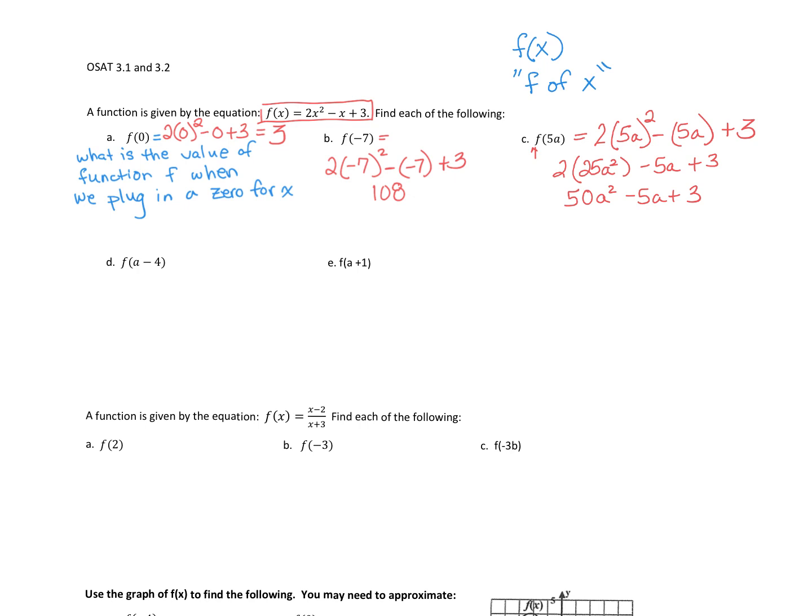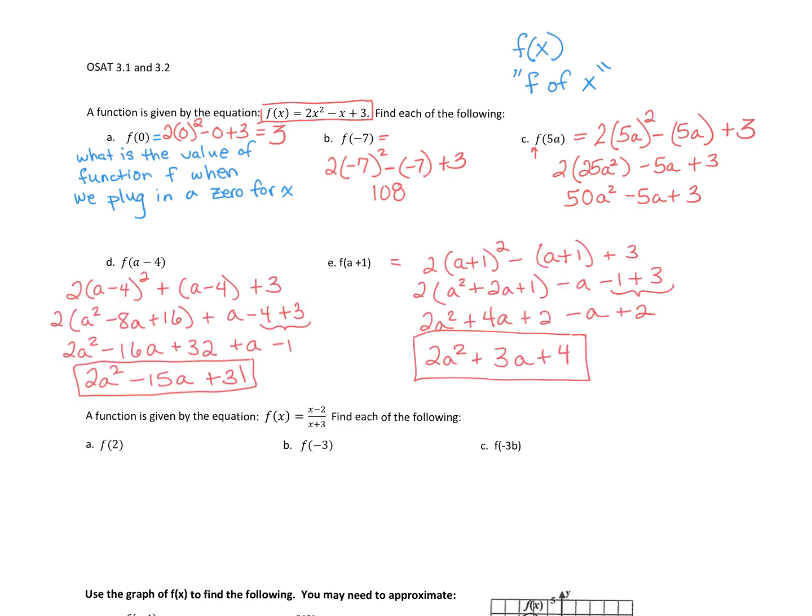So pause your video for a moment and see if you can do parts D and E, and I will put the answers. So there you have it. We have 2a squared minus 15a plus 31. And for part E, 2a squared plus 3a plus 4.